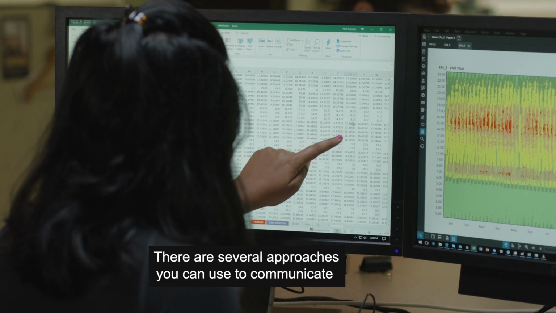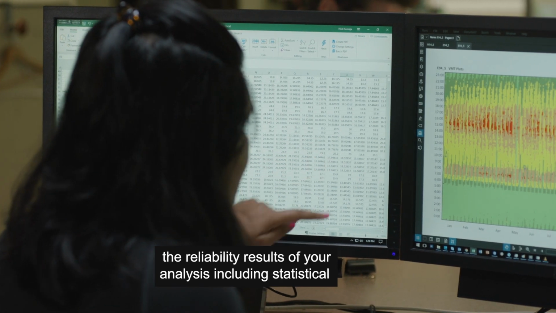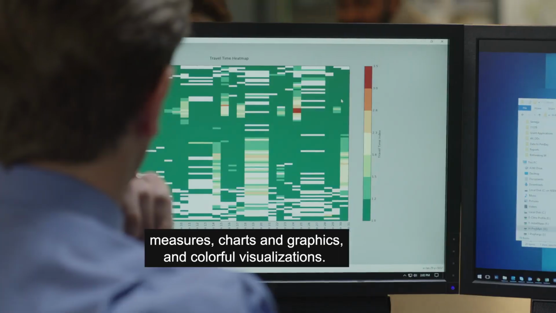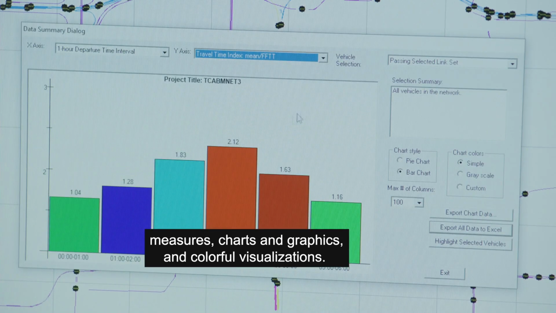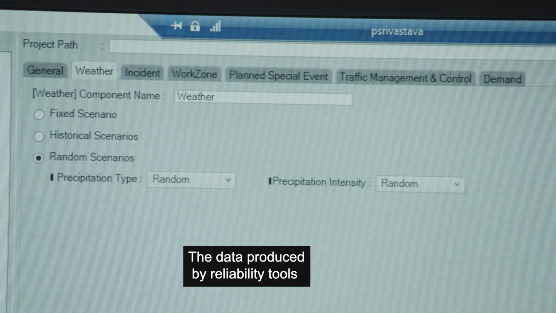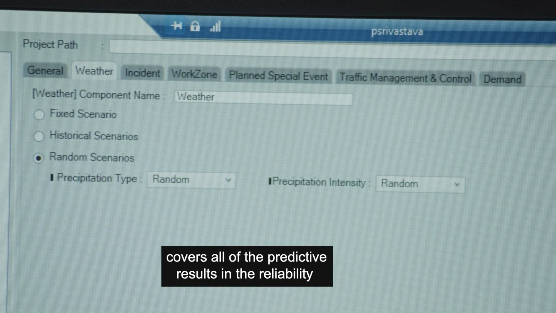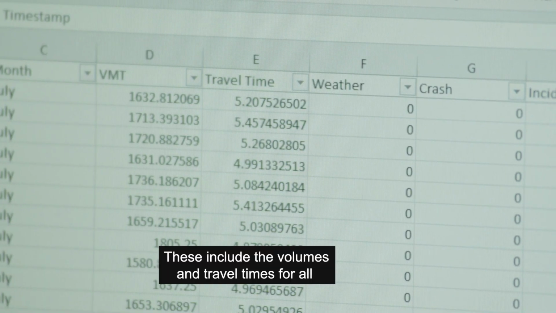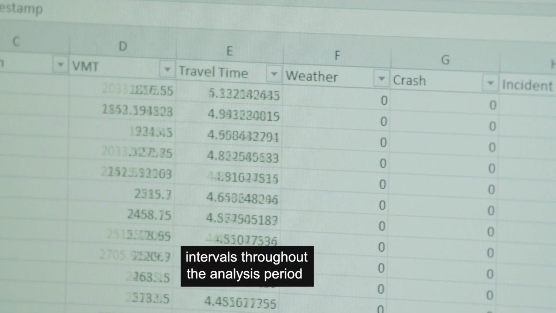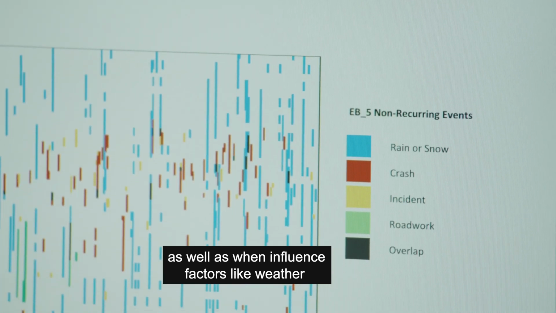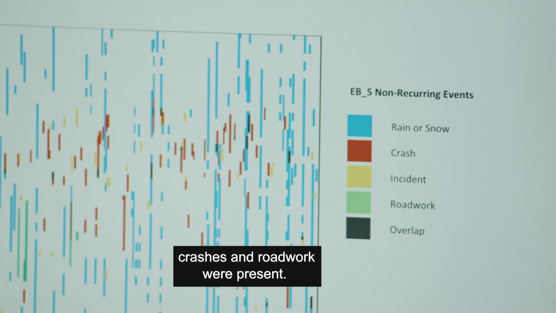There are several approaches you can use to communicate the reliability results of your analysis, including statistical measures, charts and graphics, and colorful visualizations. The data produced by Reliability Tools covers all of the predictive results in the reliability space for your analysis. These include the volumes and travel times for all intervals throughout the analysis period, as well as when influence factors like weather, crashes, and roadwork were present.